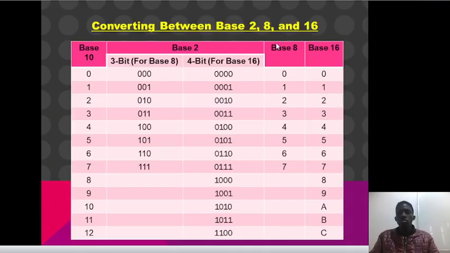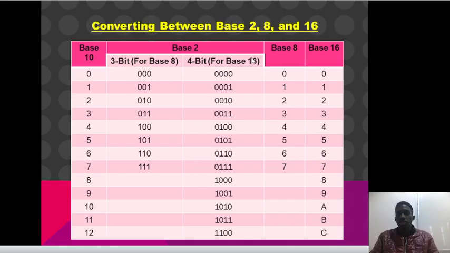Converting between base 2, 8, and 16 involves the use of a table like this one. It's very easy to write, it's very easy to form. Now in the table we have base 10 numbers. We don't actually use this part of the table, but it's just there to help you relate to the table, because we normally count in base 10.